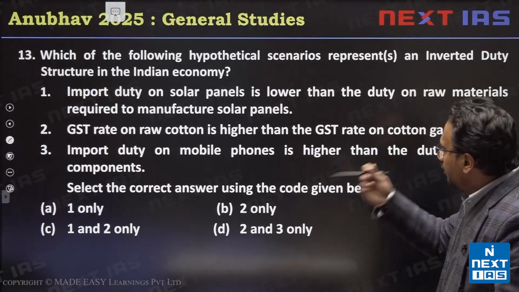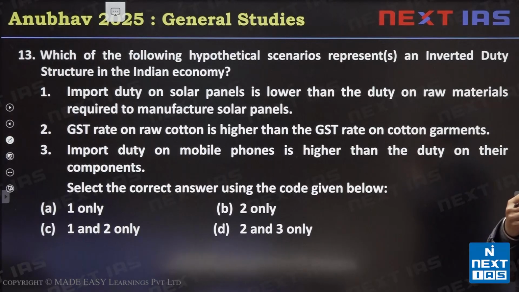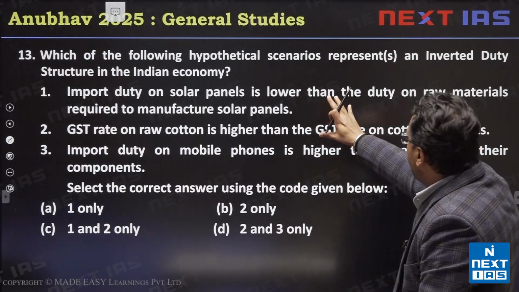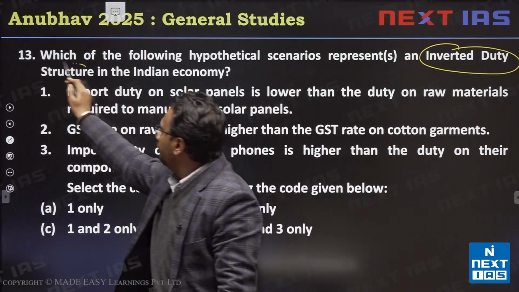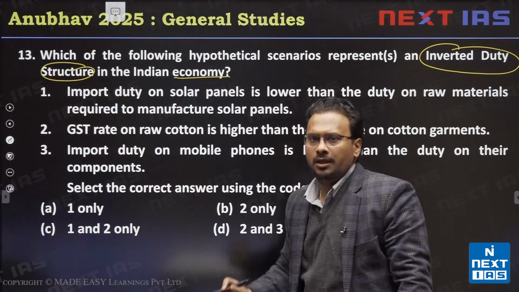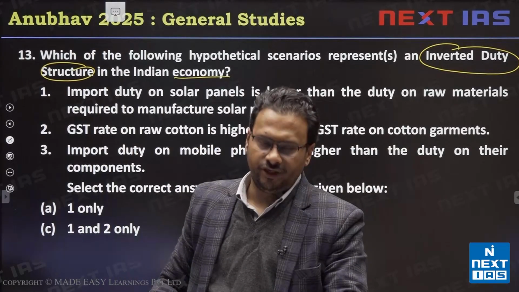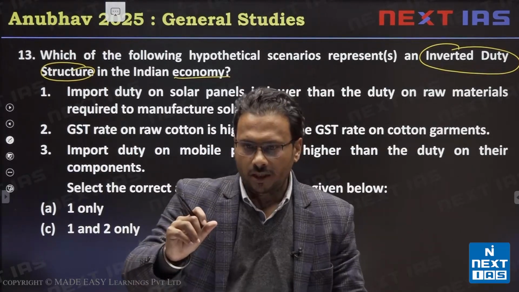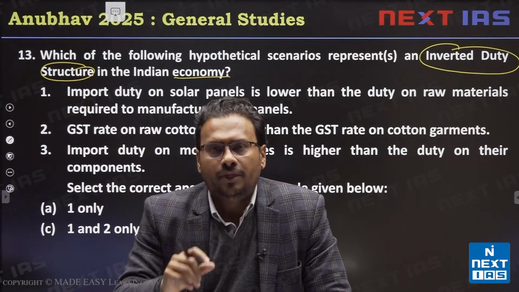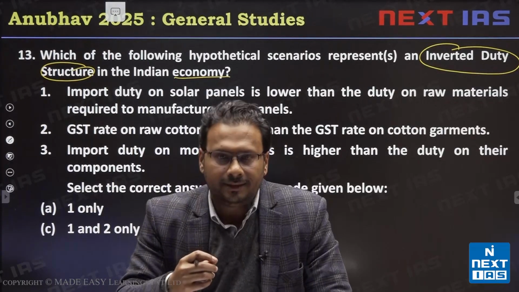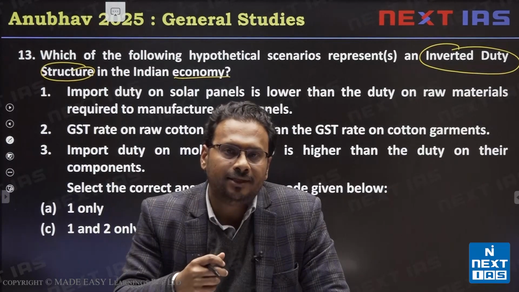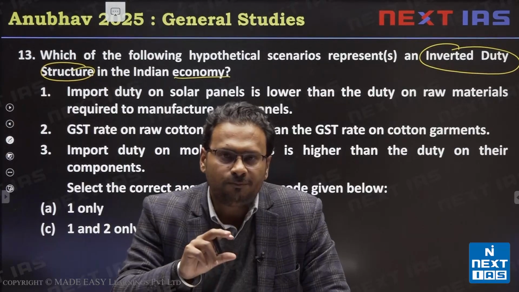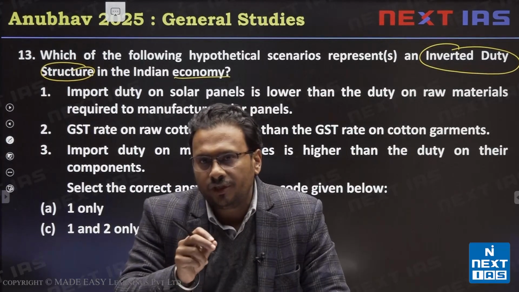Move further. Question number 13 says, which of the following hypothetical scenarios represents an inverted duty structure in the economy? Inverted duty structure, my dear friends, we talk about a little bit. In any economy, when the tax imposed upon the finished good is lesser than the tax imposed upon the raw materials, this situation is called an inverted duty structure.